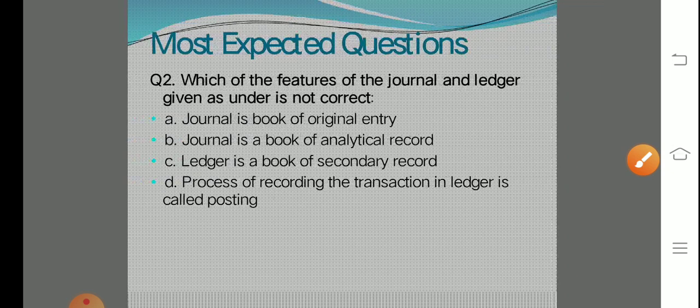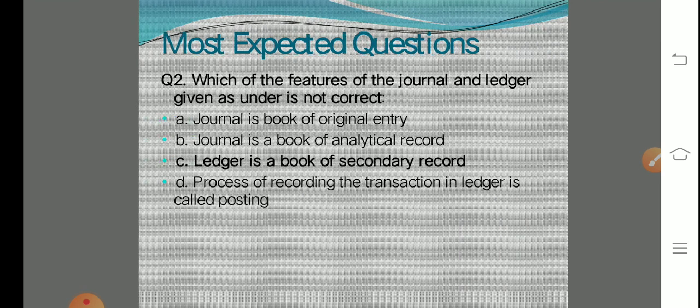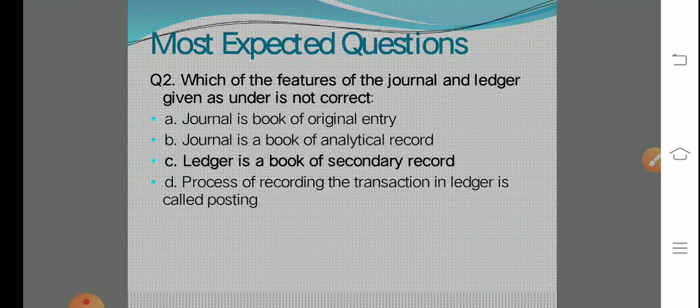Question number 2. Which of the following features of the journal and ledger given as under is not correct? So our options are A. Journal is book of original entry. B. Journal is a book of analytical record. C. Ledger is a book of secondary record. D. Process of recording the transaction in ledger is called posting. So let's see what is the correct answer. And the correct answer is C. Ledger is a book of secondary record.